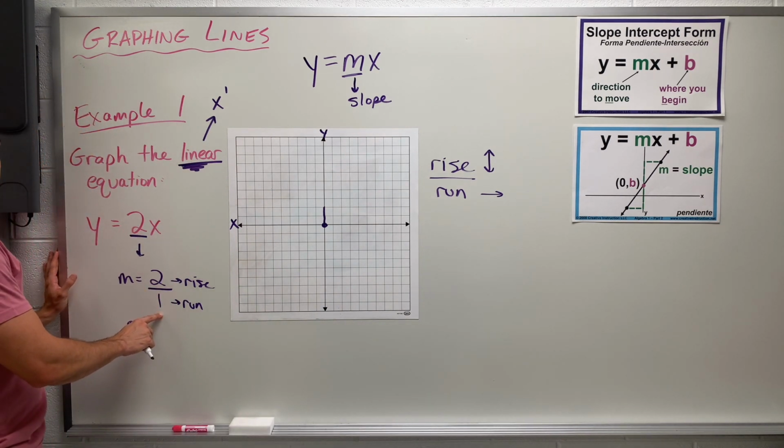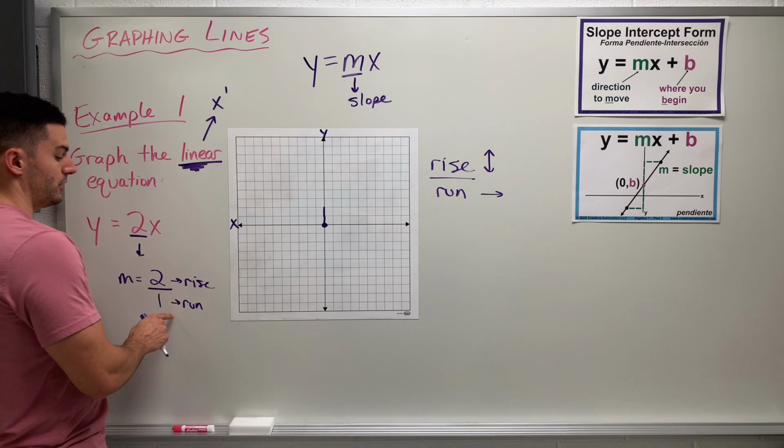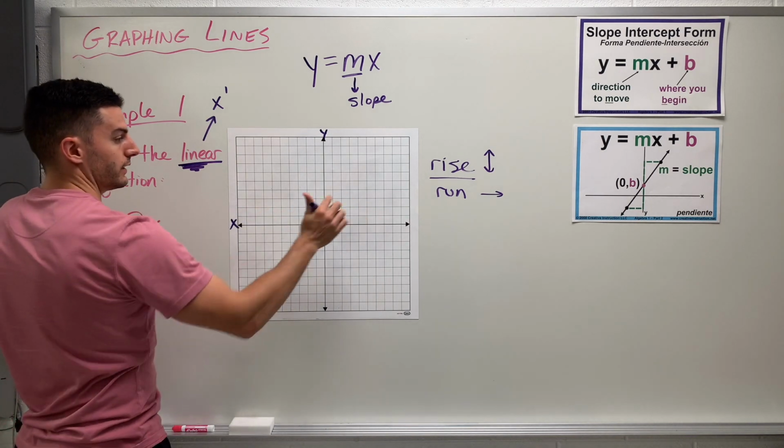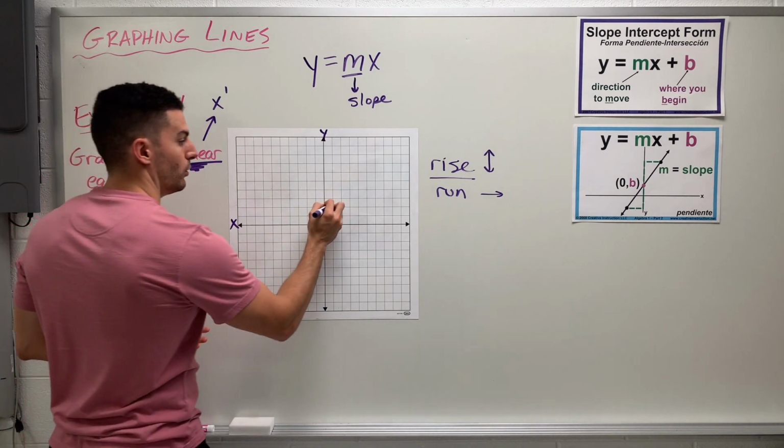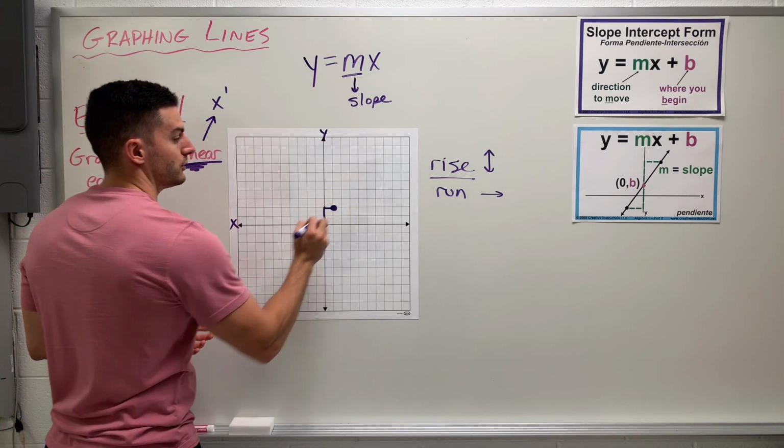This bottom number, which here is 1, is telling you how many spaces you're going to move right, okay? So I move right 1 space. And that's where my next point is, okay? That's where my next point is going to be.